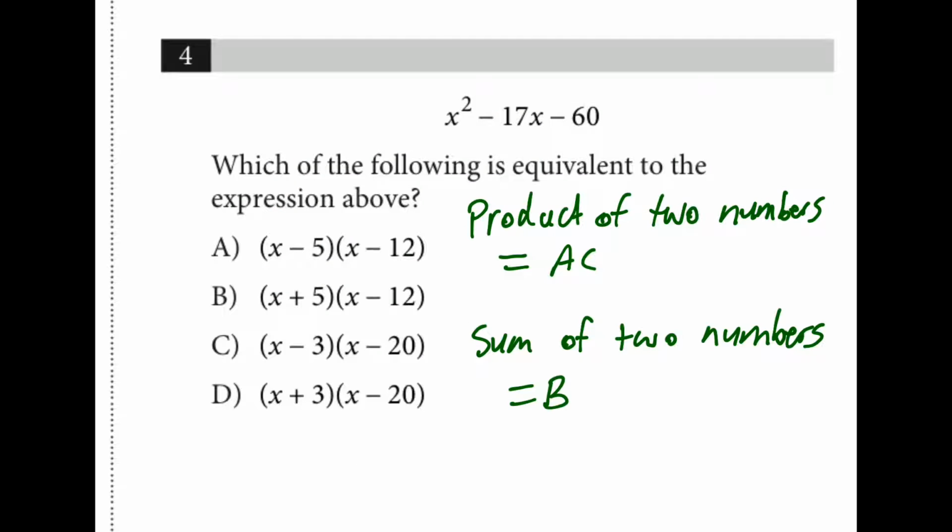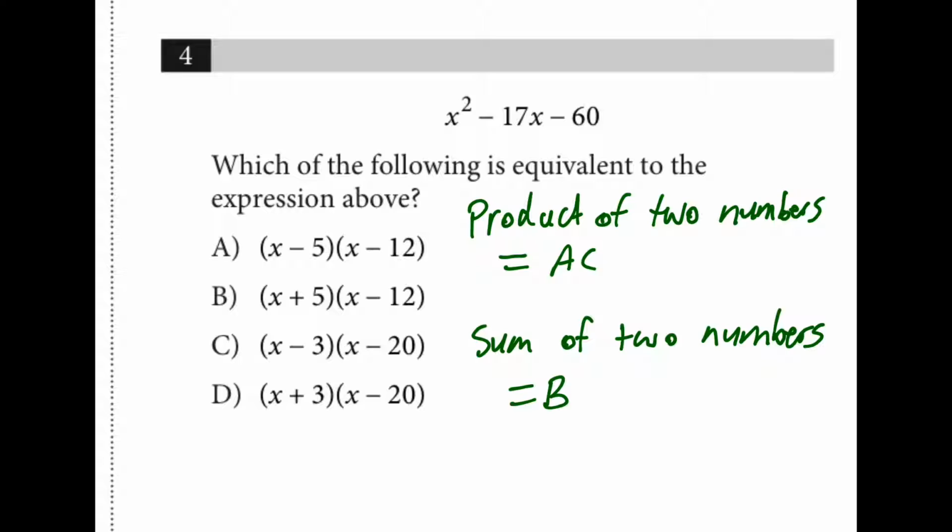So number 4, this is a quadratic expression, and all of my answers are written in factored form. So I could use something like the quadratic formula, and I would eventually get the right answer, but the best approach is probably just to factor these. And factoring is a riddle. You're trying to figure out two numbers that meet a series of conditions.